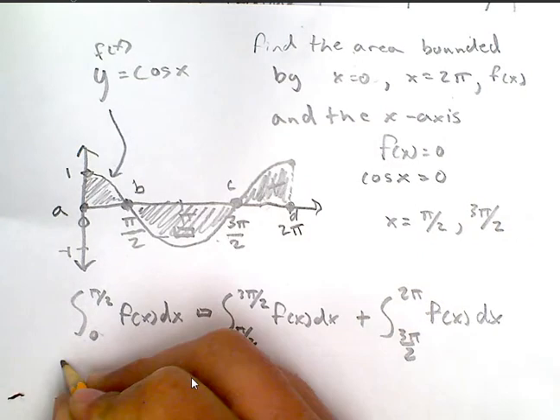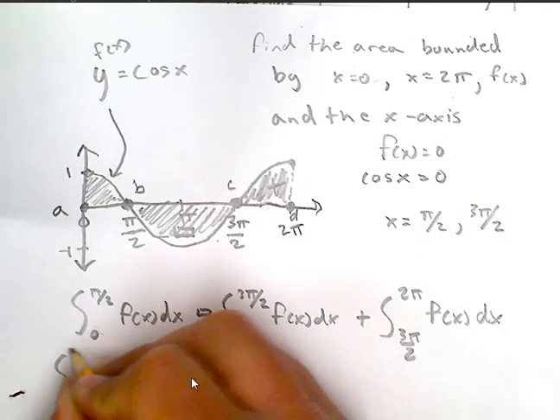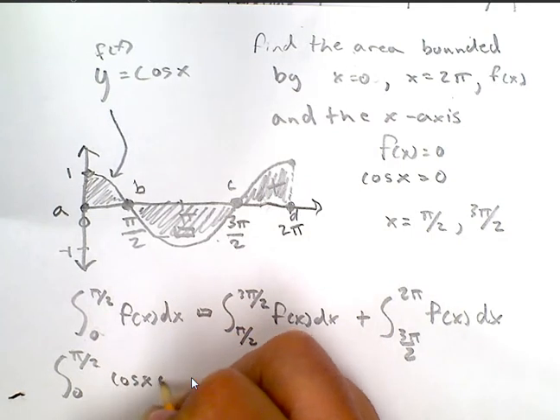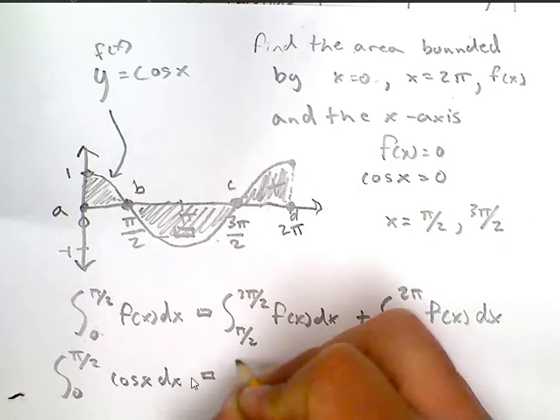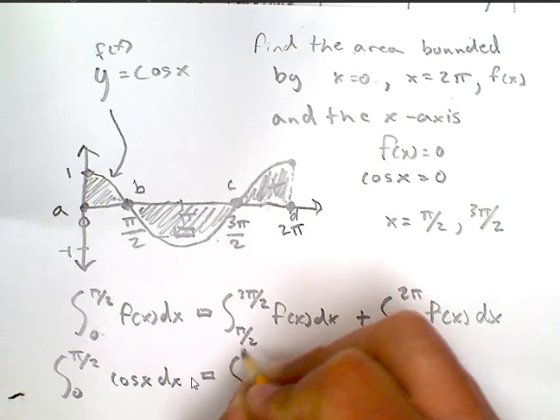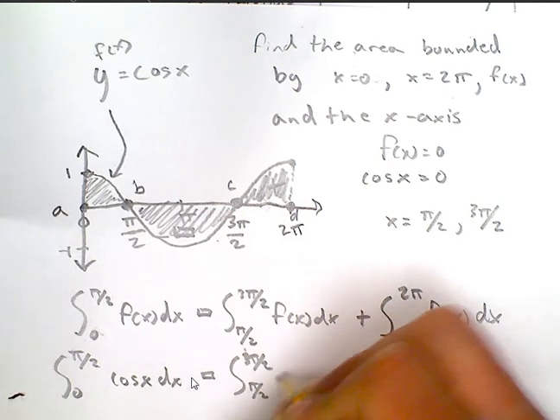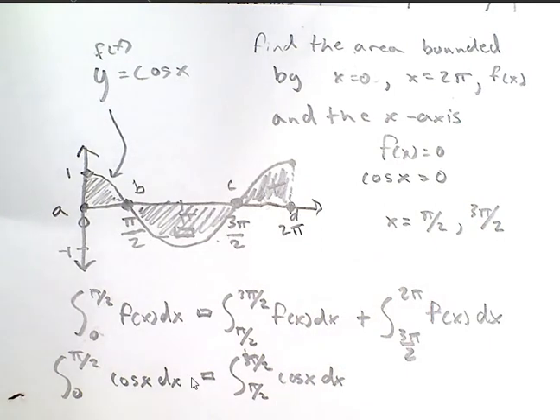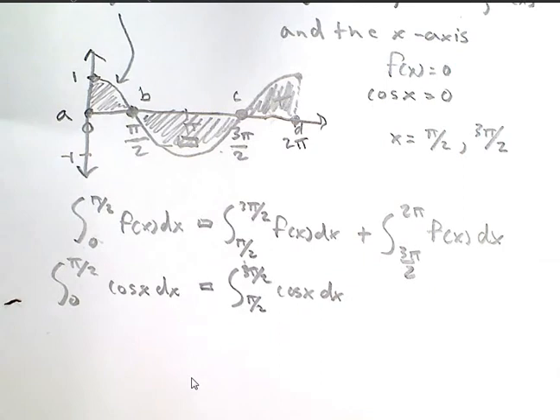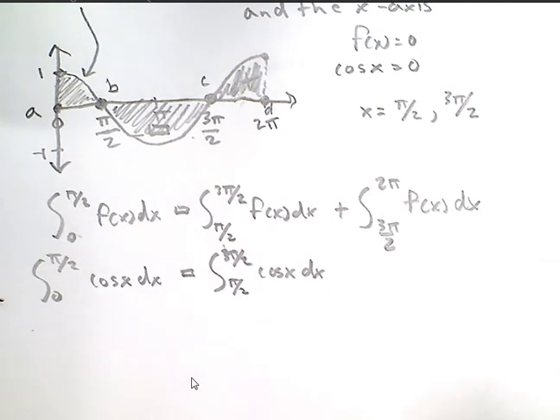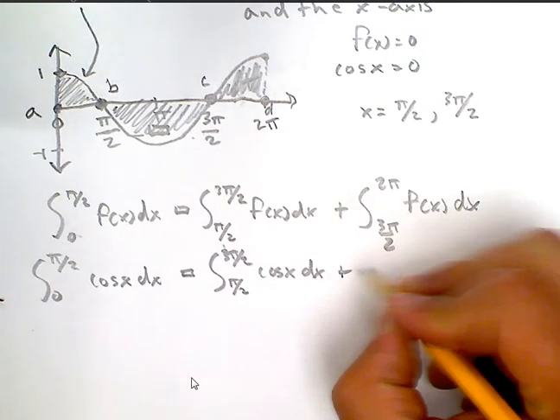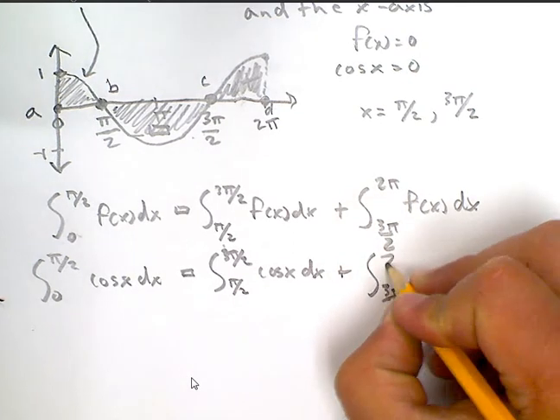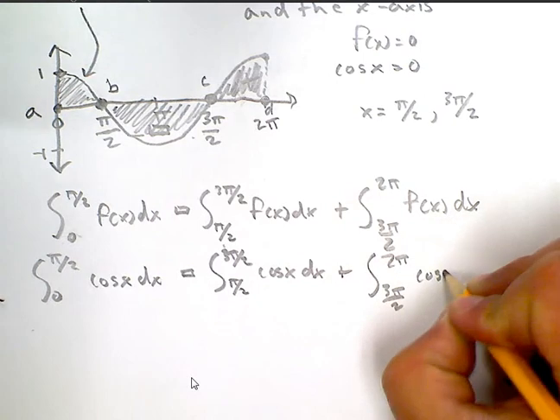Alright, so that's integrating 0 to pi over 2 of cosine x dx, minus integrating from pi over 2 to 3 pi over 2 cosine x dx. And no, you can't combine these because they got different A's and B's and C's and D's. You can't combine them. You got to write them as different integrals if they have different boundaries, different limits. Then 3 pi over 2 to 2 pi cosine x dx.